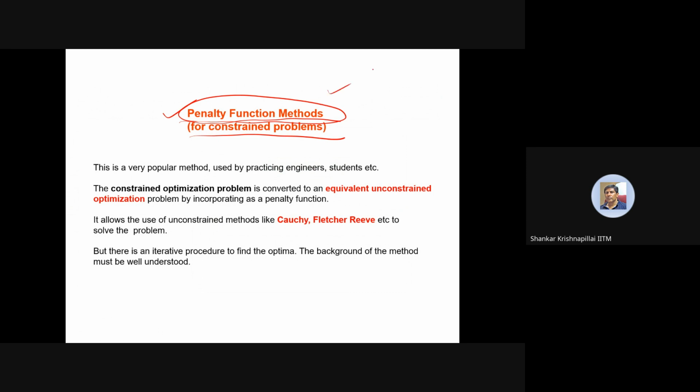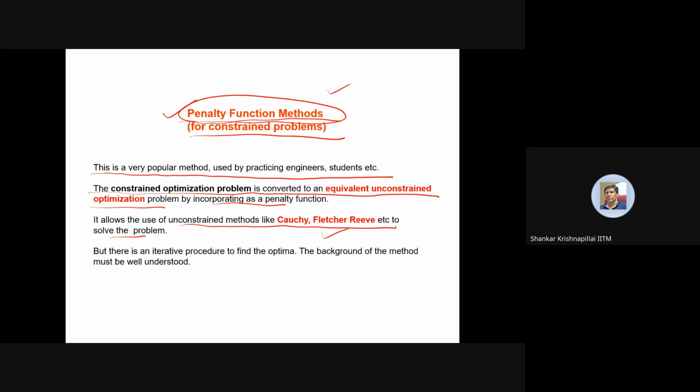So first we'll see how to use penalty function methods to solve constrained optimization problems. This is a very popular method used by practicing engineers and students. What happens here is that the constrained optimization problem is converted to an equivalent unconstrained optimization problem, by incorporating the constraint as a penalty function into the objective function. So the constraint is embedded in the objective function as a penalty. So now you can use unconstrained methods like Cauchy, Fletcher, etc. to solve the problem.